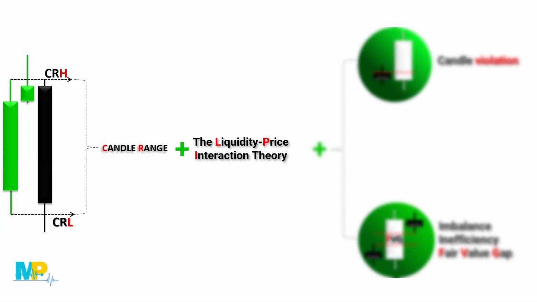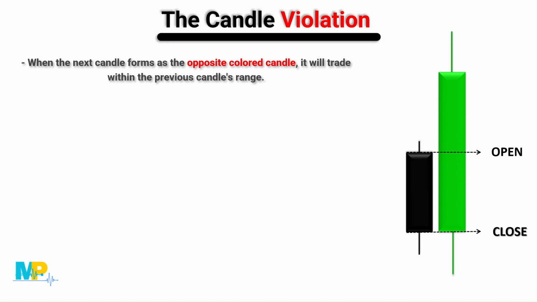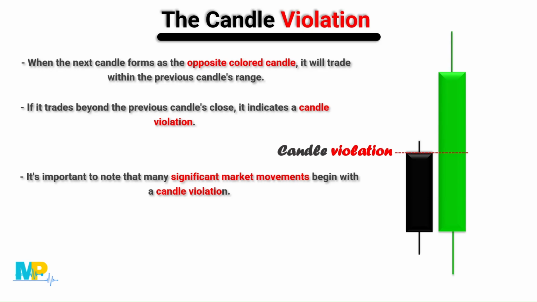The liquidity price interaction theory involves two concepts. The first concept is candle violation. The most important factor for each candle is the opening and closing price. When the next candle forms as the opposite colored candle, it will trade within the previous candle's range. If it trades beyond the previous candle's close, it indicates a candle violation. It's important to note that many significant market movements begin with a candle violation. In the upcoming videos, we will provide more details about the candle violation.